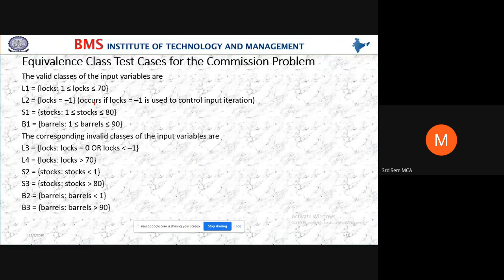Next we have the equivalence class test case for the commission problem. What is the commission problem?